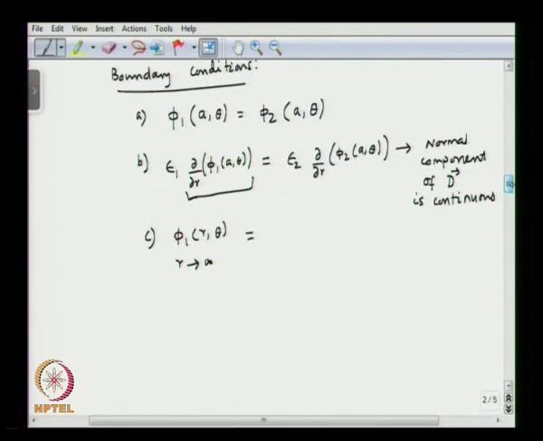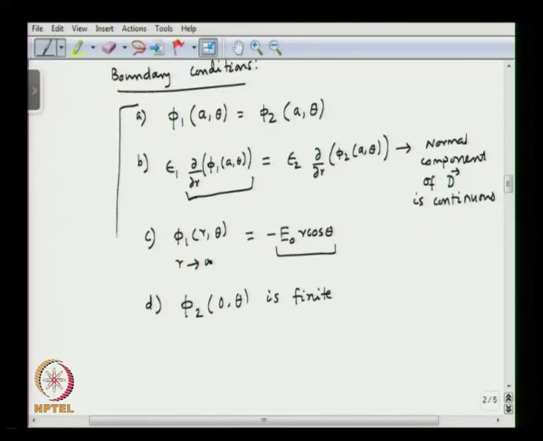So we can say that at r tends to infinity the potential distribution is the same as the unperturbed potential, minus E0 r cos theta, which is the value before we introduce the sphere into the uniform electric field. And the last boundary condition is that phi 2 at 0, theta is finite. Okay. That means the potential at r equal to 0 has a finite value.